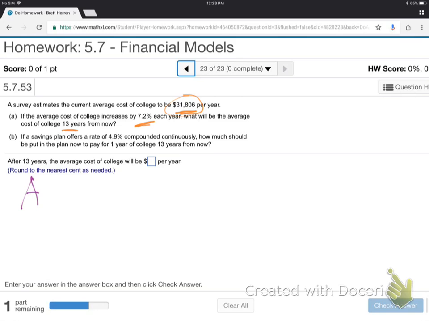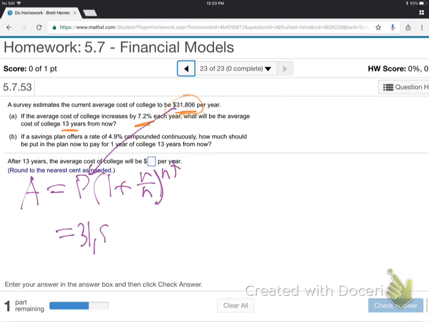It's just the same formula as usual: 1 plus r over n, to the nt. So plug the stuff in there. The 31,000 is the P, because that's the amount now. It's kind of like you're investing and it's going to grow, but it's a cost that we're talking about. Same thing though. It's really the same thing.